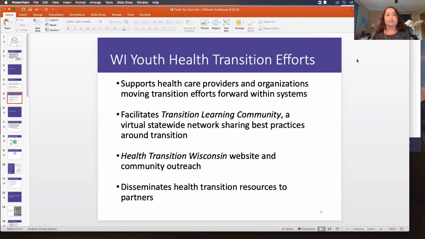Some of the efforts that we do I've broken into 4 separate areas. One is to provide support to healthcare providers and organizations. The second is to facilitate the learning community, which everyone here is participating in. We hold these quarterly, and our next one will be in November, and I'll have information about that. But today we're talking about some of the tools and resources that we have available. One of those resources is the Health Transitions website, as well as some of our community outreach tools and resources, and how we disseminate those and who to for resources and tools throughout Wisconsin.